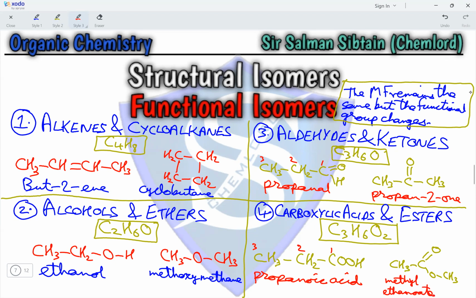So this is the fourth set of functional isomers in organic chemistry. So functional isomers have the same molecular formula but different functional groups present in them.